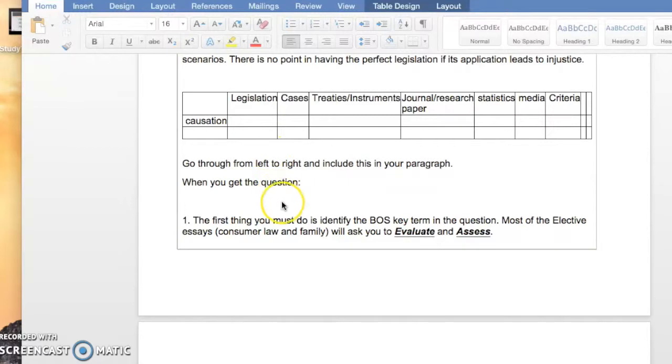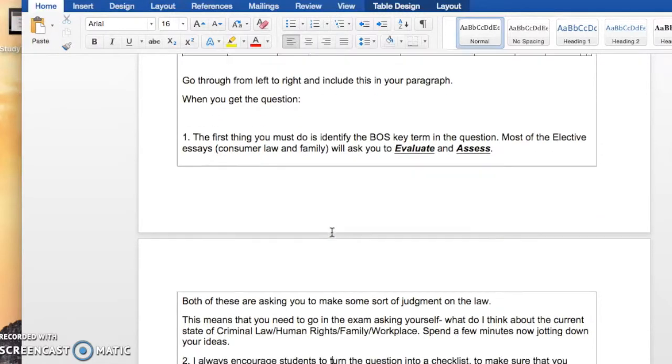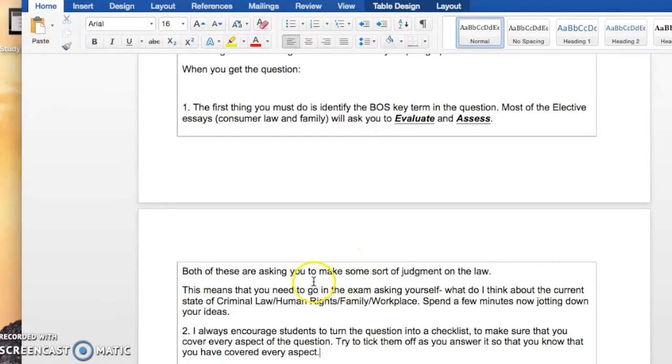Okay, so when you get to the question, you ask yourself first, identify the Board of Studies key term in the question. Most of the elective essays, so consumer law, family law, world order, shelter, whatever your school has decided to do, will ask you to evaluate and assess. Okay, so your criminal one will be something less. It will be something like discuss. But for the larger essays, because they're worth more, they're going to be higher order skills such as evaluate and assess. Both evaluate and assess are asking you to make some sort of judgment on the law.